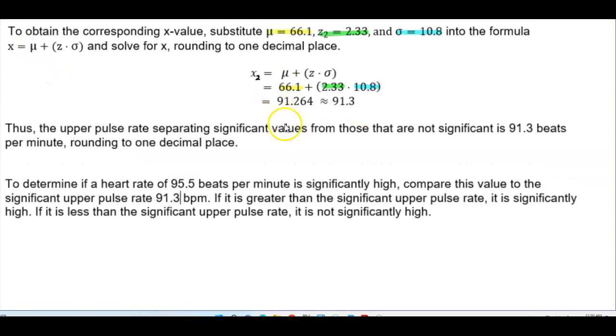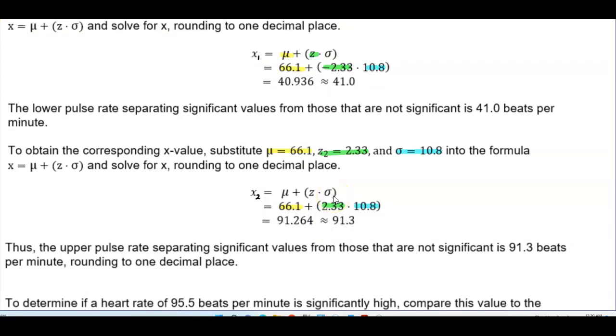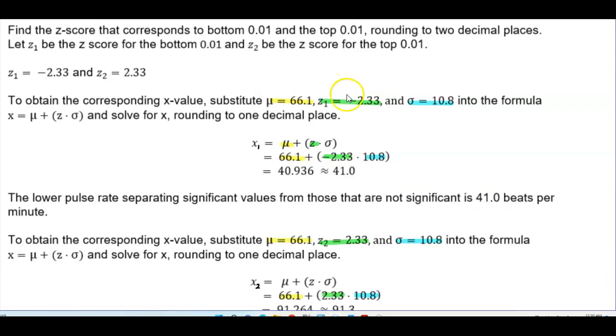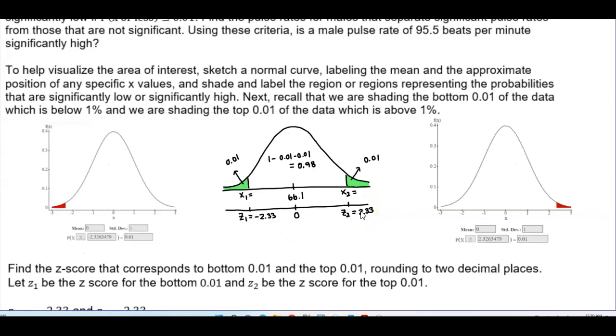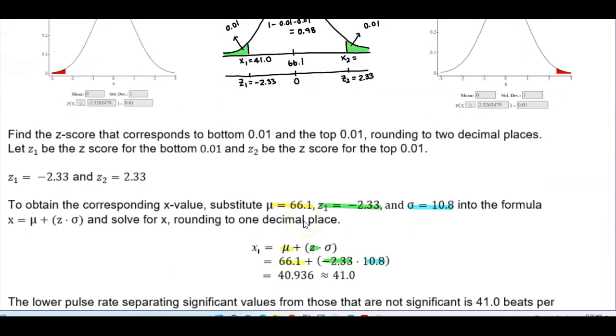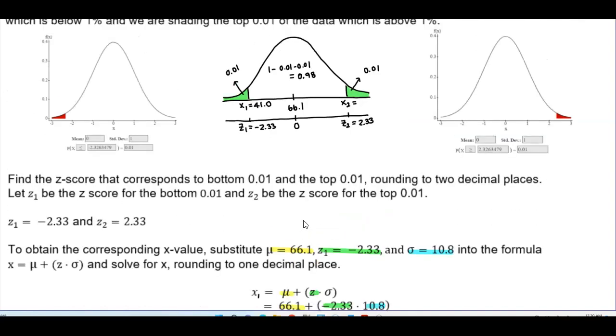Let's put our two x values back up into our graph so that we can see what it looks like. x1 is 41.0, and the other value we found is 91.3. Compared to the mean of 66.1, the value on the left is less than that number, and the value on the right is greater. Anything beyond that would be significantly high, so 95.5 would be significantly high.